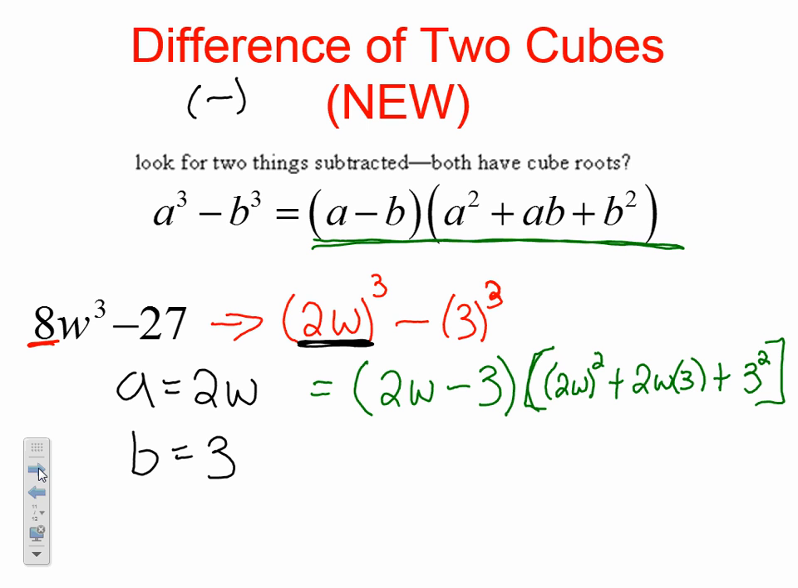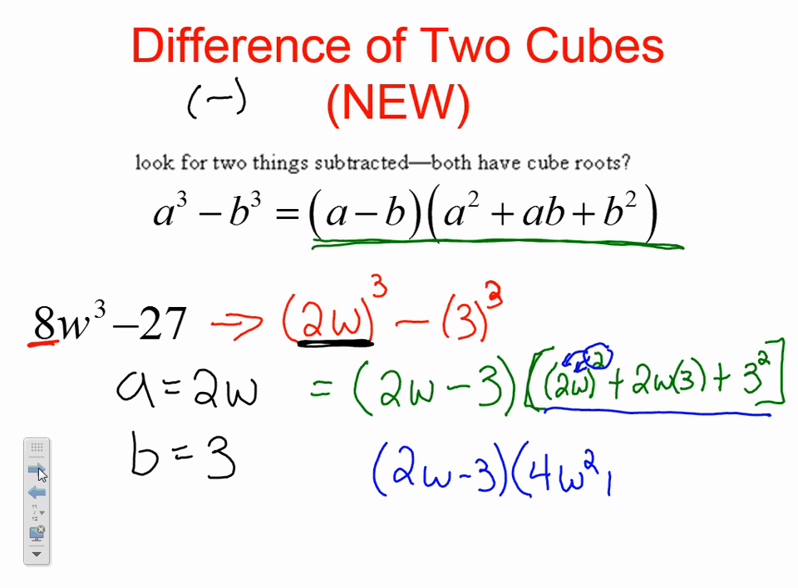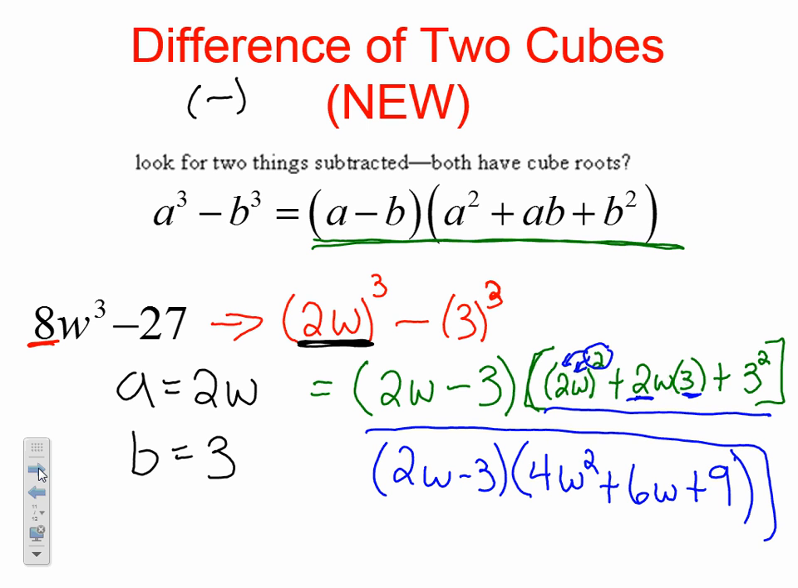Now I'm going to clean this second part up a little bit. Bring my first part down, 2w minus 3. Here, the squared goes here and here, so 2 squared is 4, and then I'll leave it as w squared. Plus 2 times 3 is 6w, plus 3 squared is 9. And that, ladies and gentlemen, is our answer. All right, there we go.